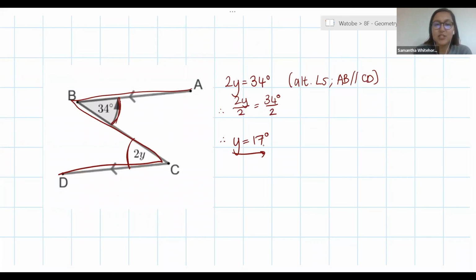Okay, guys, take a screenshot if you need. Just remember, 2y and 34 are definitely the same, but if I'm asking you to solve for y, we still need to go and divide it by 2.